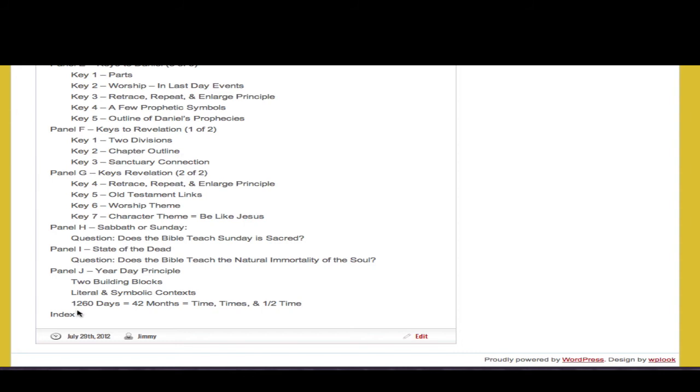The third section in panel J is talking about the 1260-day phrase, is the same as the 42-month phrase, and that's the same as the time, times, and half a time phrase in the book of Revelation. The remaining item will be an index. So hopefully each one of these items will be explored in depth so you can grasp and locate every item in this chart front and back so you can share the three angels' messages with the world more effectively.